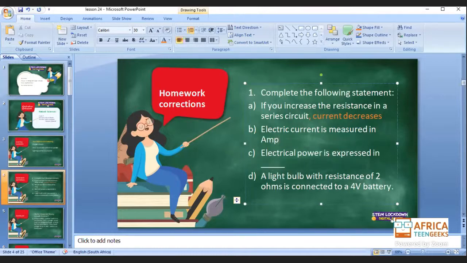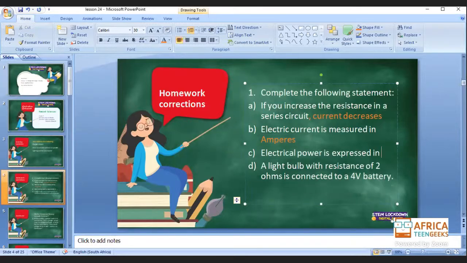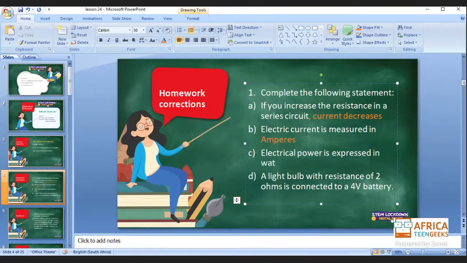Forgive my pronunciation. Amperes. Electrical power is expressed in what? I'm not sure, but I think watts. It is indeed expressed in watts. So you know the kilowatts there in your heater. When you're checking there, you will see that it is expressed in kilowatts.